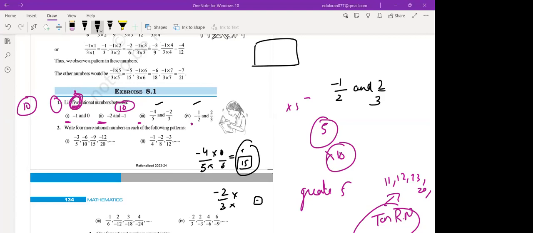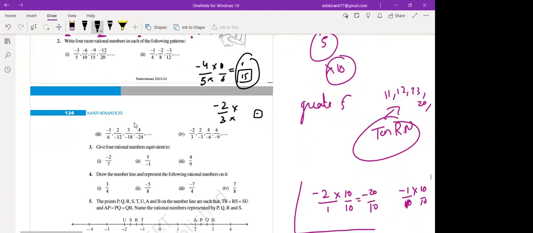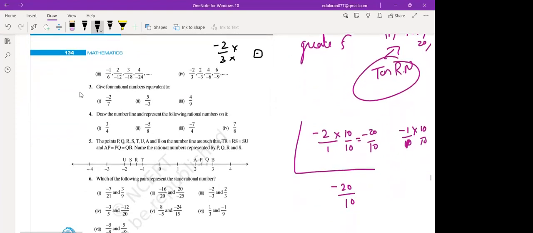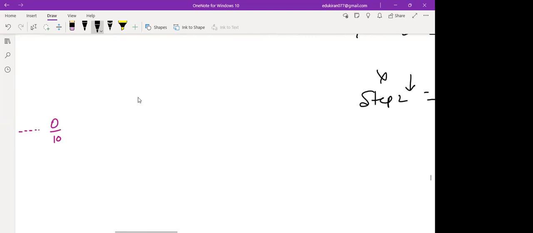Okay, so done, right? Now, let's do the next one. Can you people do the third one? I told you people how to find the equivalent. You remember how to find the equivalent? Yes, ma'am. You can take any number and multiply by the same number. For example, this is the question, 5 upon 6. I'm asking you to find the equivalent of 5 upon 6.